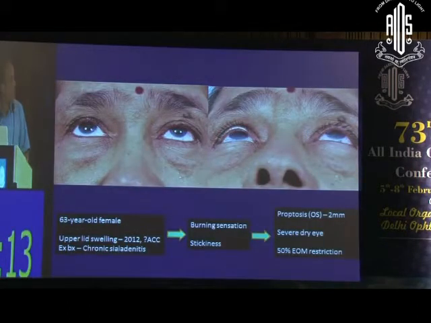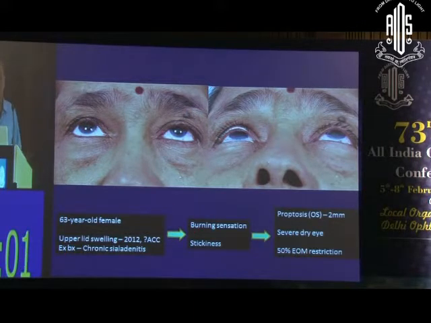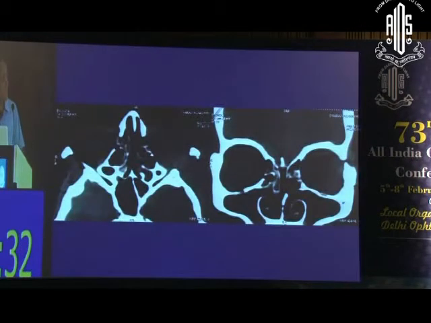Okay, now this was a 63-year-old female who had a previous excision of the lacrimal gland for a suspected lacrimal gland tumor. Now following that, she had burning sensation and stickiness in her operated eye. Then she landed up about 3 weeks later with a mild proptosis and severe dry eye. There was restriction of ocular movements. What would you want to do? Without a CT scan? Okay. This is what her CT scan showed.